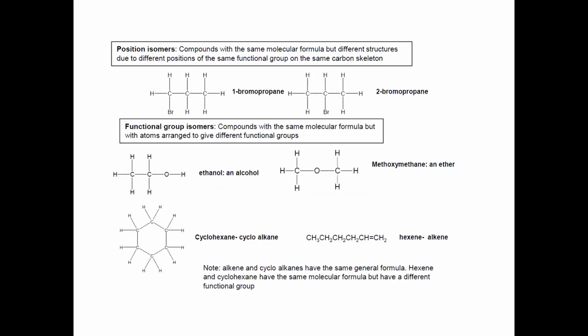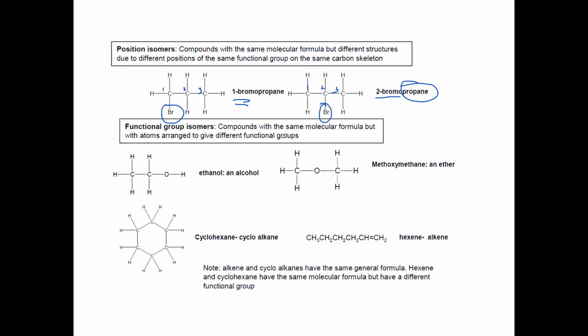What is the meaning of position isomerism? Position isomerism means the position of the functional group is different. Like this is our first carbon, second and third. So bromine is attached to the first carbon, so it is 1-bromopropane. And here bromine is attached to the second carbon, so it is 2-bromopropane.